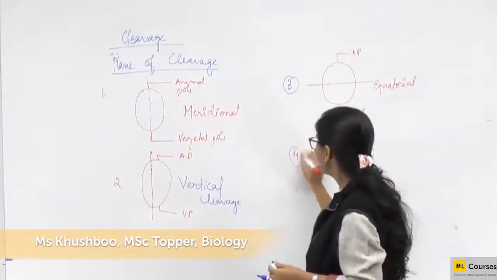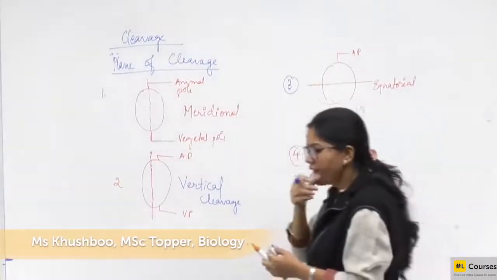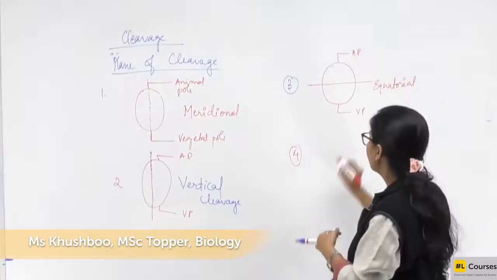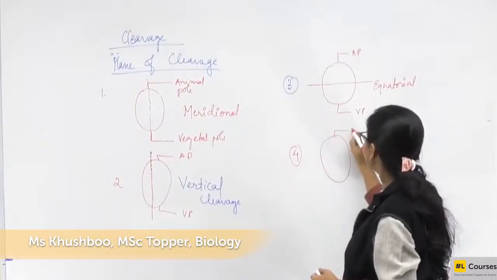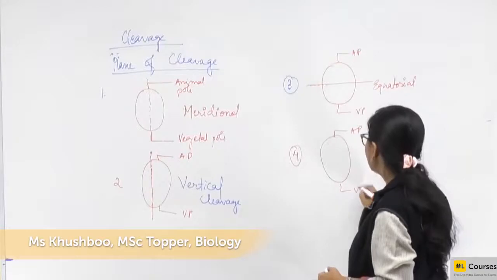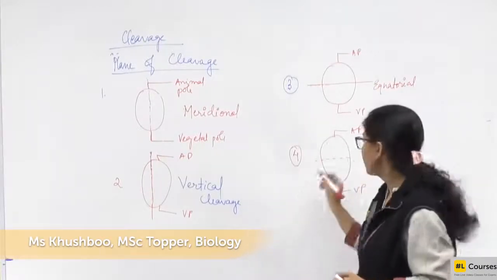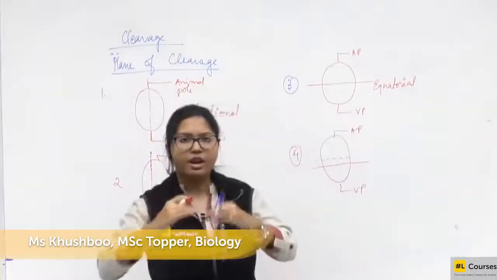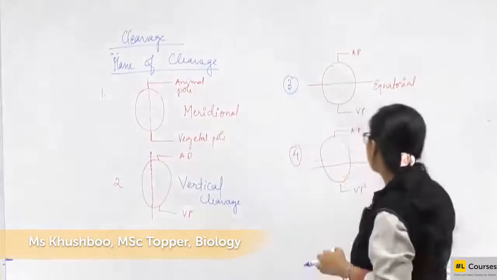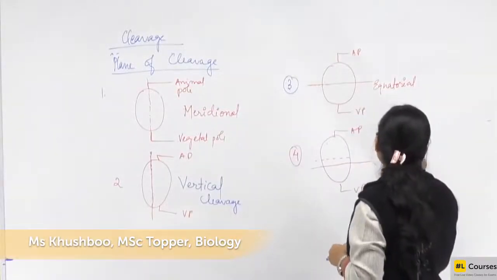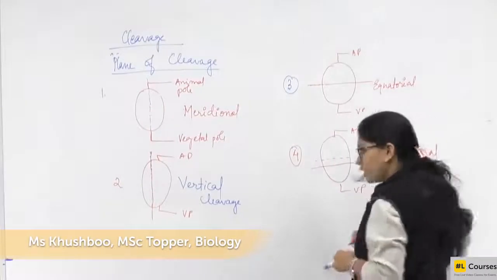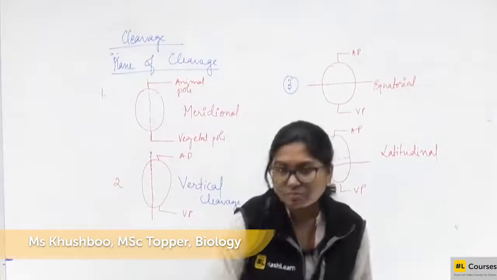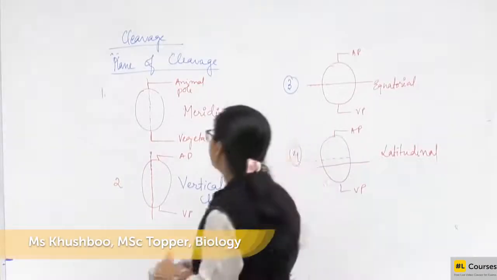And the fourth type is the latitudinal cleavage. Same as that. This is animal pole, vegetal pole. This is the equator. So the plane of cleavage will not fall exactly on the equator, either below or above that. This is called latitudinal cleavage. So these are the types of cleavage based on the plane of cleavage.